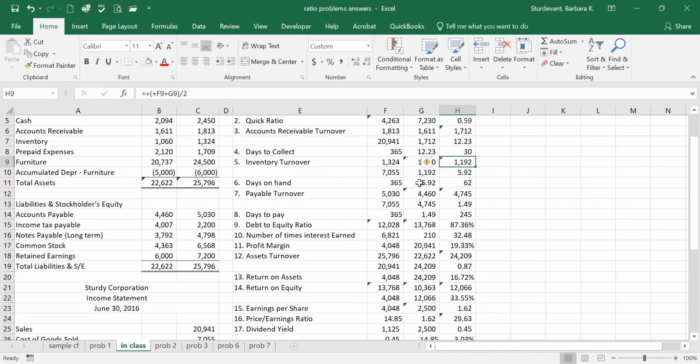And then that's divided into cost of goods sold. So in this case, our inventory is only turned over 6 times a year, so approximately every 2 months. And that's exactly what you get when you convert it to days.